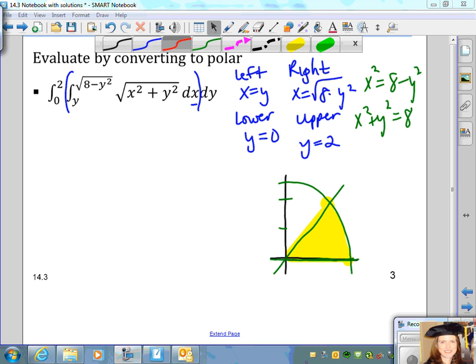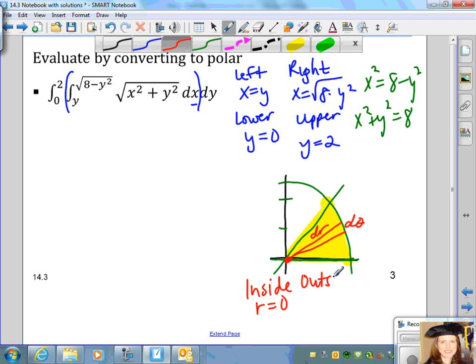Okay, to find the bounds for the radius and the theta, if we slice this like a pie, we can see that this is a little change d theta, and this would be a dr. So our bounds for radius would be an inside radius equal to 0, and then the outside radius would equal the radius of that circle. And since this is the equation x squared plus y squared equals 8, the radius of that circle is the square root of 8.